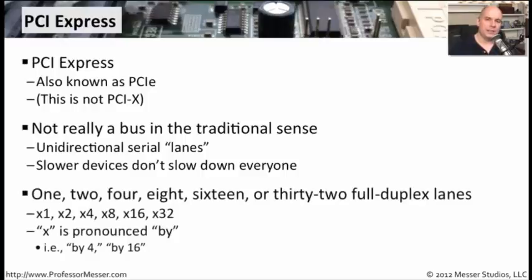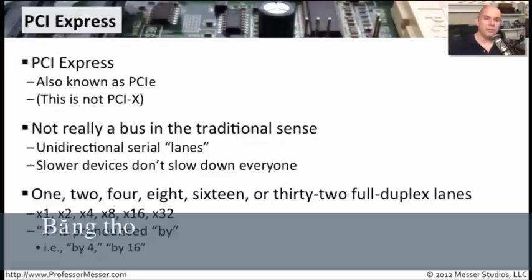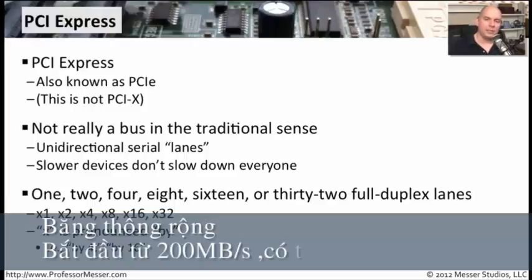You'll see the size of these adapter connections for PCI Express as 1, 2, 4, 8, 16, or 32 full duplex lanes, and you'll see them written as x1, x2, x4, and the x here is pronounced "by." So you'll see a by 1, a by 4, a by 16, and a lot of different interfaces, and they all have different sizes as well. So it's sometimes very easy to pick out the difference between a by 1 interface and a by 16 interface.